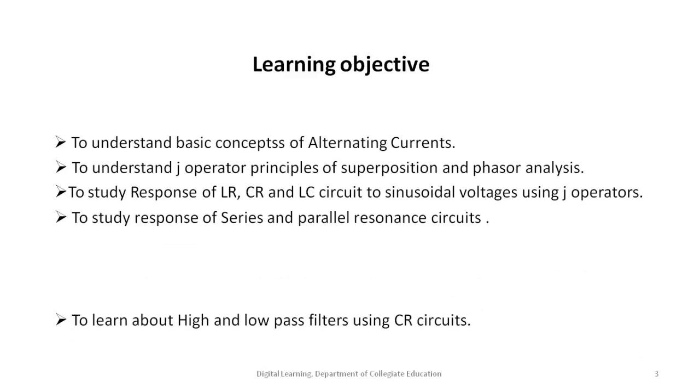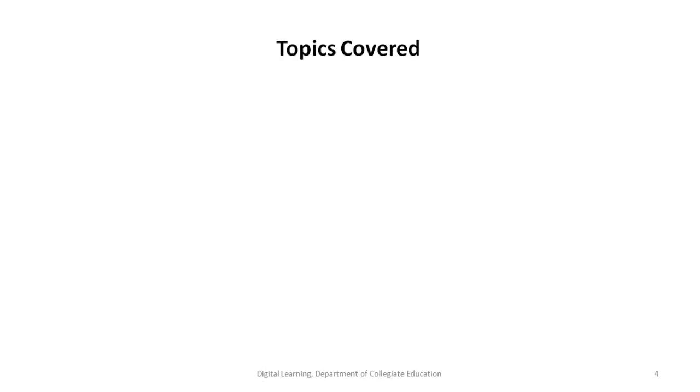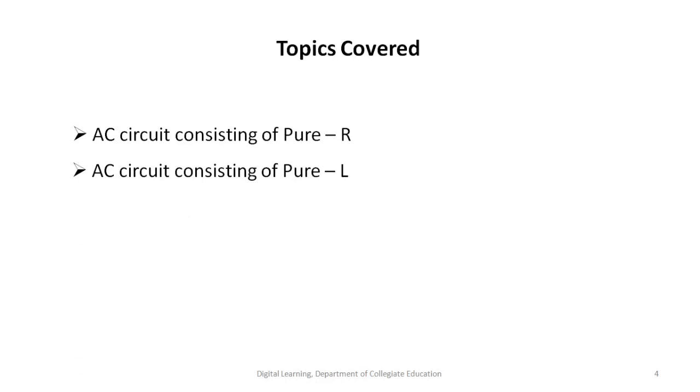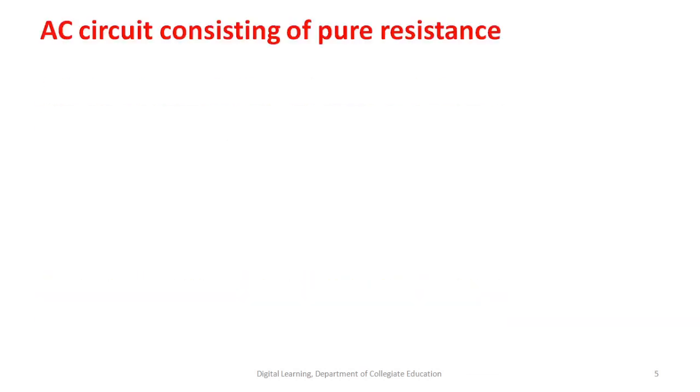The learning objectives of this unit were already discussed in the previous sessions. Topics covered in this session are AC circuit containing pure resistance, AC circuit consisting of pure inductance, AC circuit consisting of pure capacitance, and AC circuit consisting of inductor and resistor. First, we will study the AC circuit consisting of resistance.